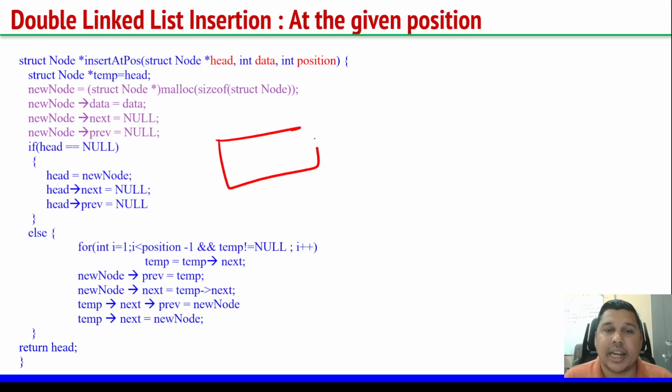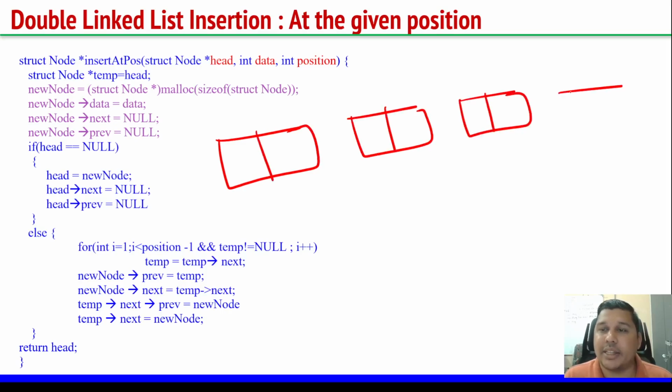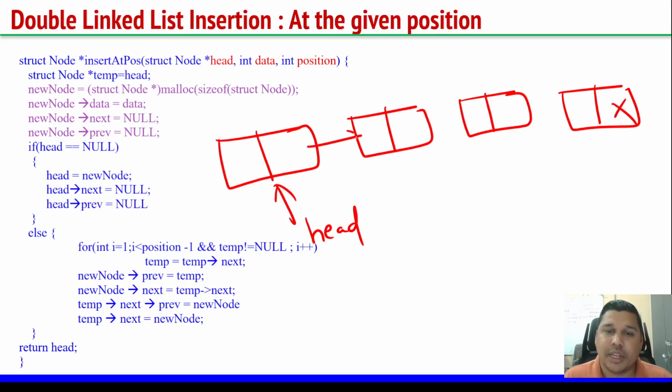So, in a single linked list, if I have some elements like this, we know head will always be pointing to the first node, and the last will be null, it is linked this way. Now, I want to delete this element 10. How do I delete this 10?